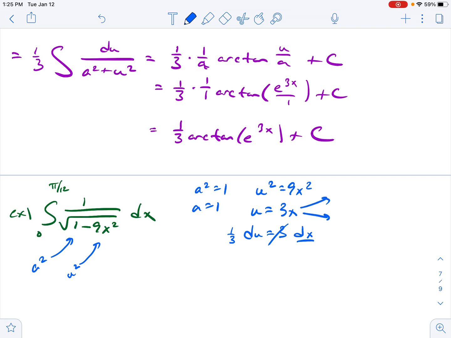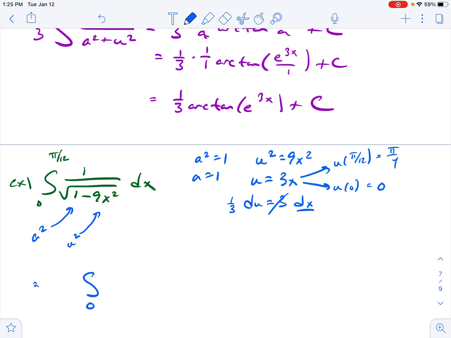Now it's also bounded, so let's change our bounds over. u of pi over 12: 3 times pi over 12 is pi over 4. And u of 0: 3 times 0 is still 0. So the new integral is going to go from 0 to pi over 4. The denominator is the square root of a squared minus u squared. My dx was 1/3 du.